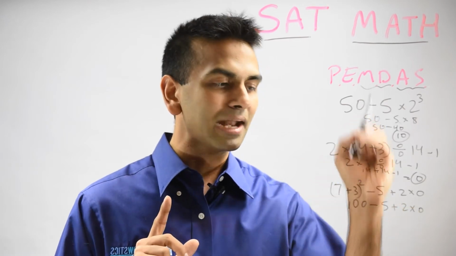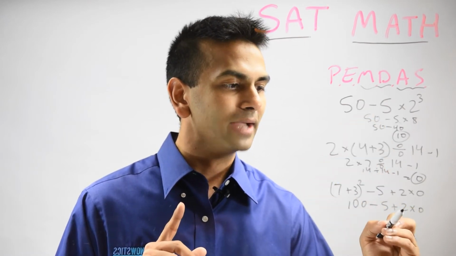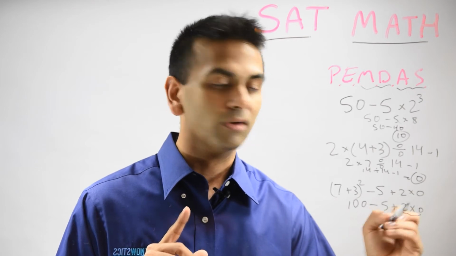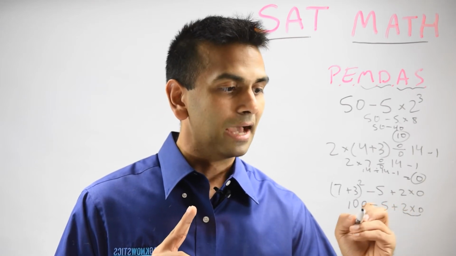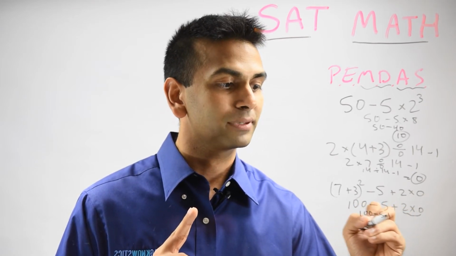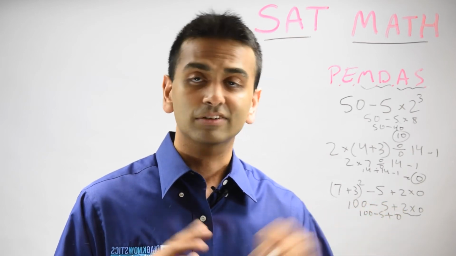Here's the thing. We got to multiply first. So before we do this, we actually have to do the 2 times 0, which is 0. But then, now the problem is 100 minus 5 plus 0. So the actual answer is 95.